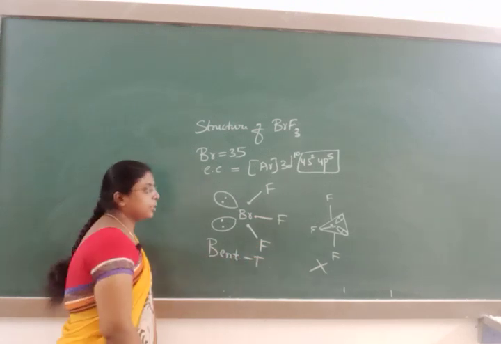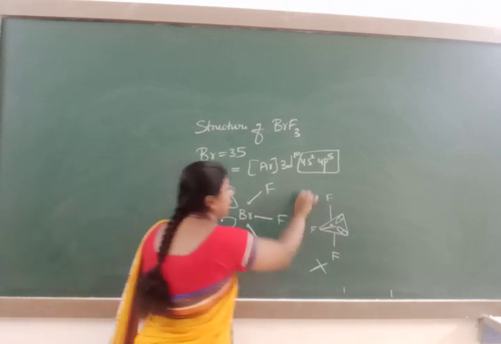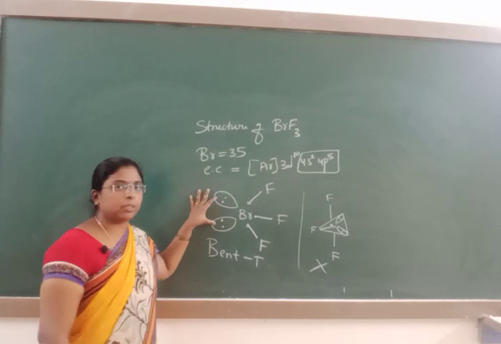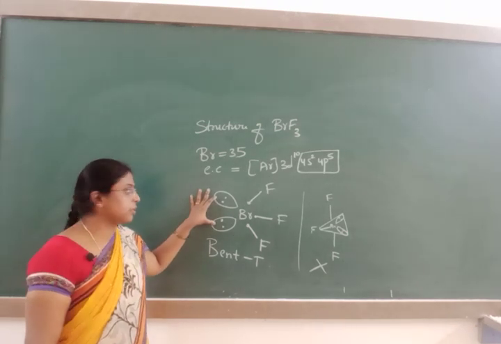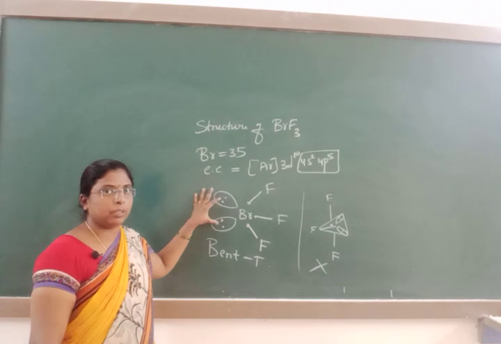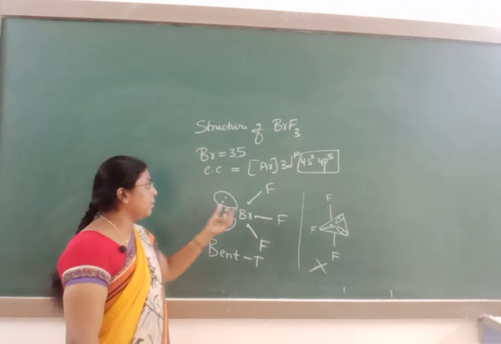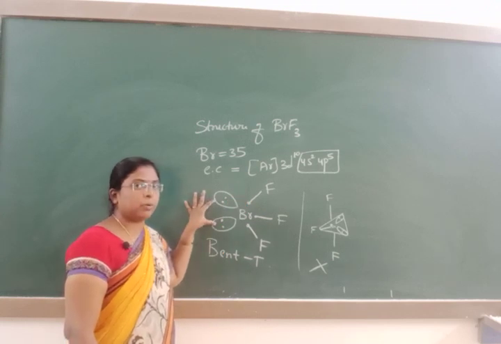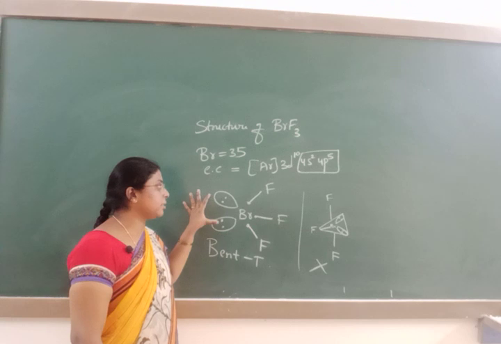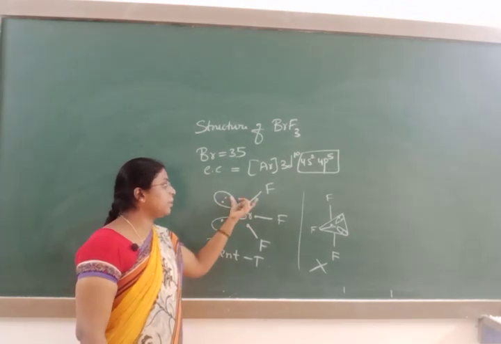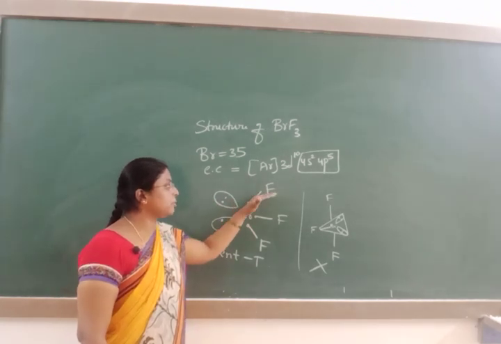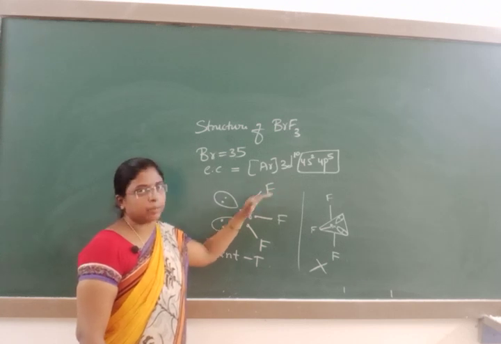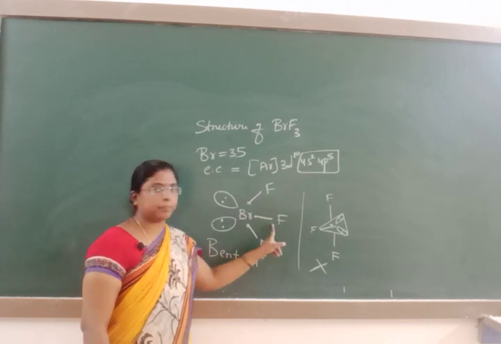Why is it not trigonal bipyramidal? It has a bent T shape because of the greater repulsion between the lone pair electrons, compared with the lone pair and bond pair repulsion. Hence, these lone pair electrons will repel, and the bond pair electrons will bend towards another fluorine atom. Hence, you get a bent T shape.